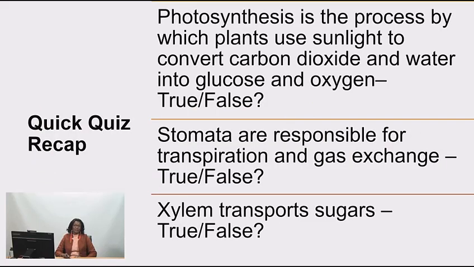So let's do a recap. Photosynthesis is the process by which plants use sunlight to convert carbon dioxide and water into glucose and oxygen. Is it true or false? That is true. Stomata are responsible for transpiration and gas exchange. True or false? True. Xylem transports sugars. Is it true or false? False.